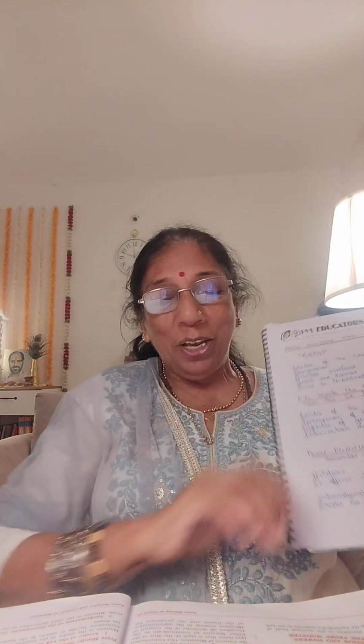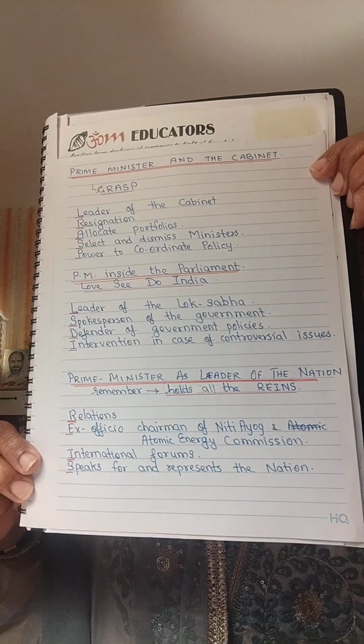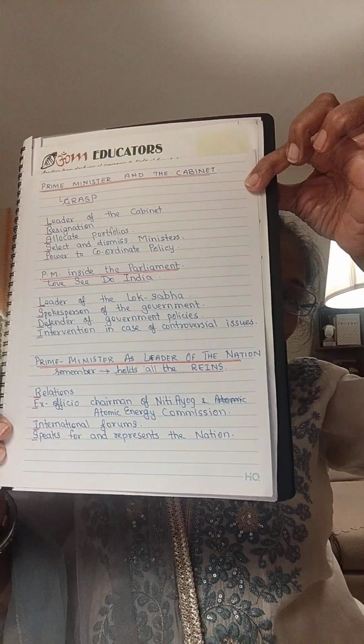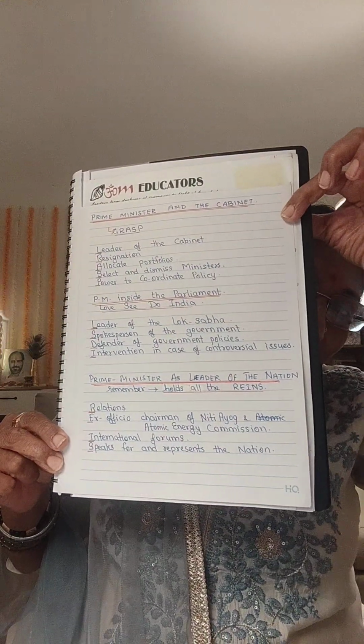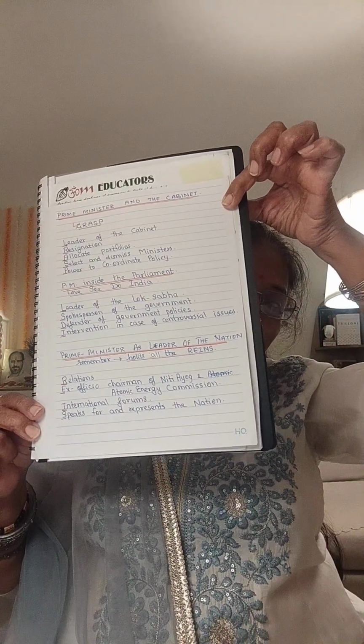So with that, we come to an end of this chapter. And before I end this chapter, how will you remember the prime minister and the cabinet, and inside the parliament, and as a leader of the nation? There are lots of points. So as usual, I have made my own acronyms, which you all may take. I love sharing my acronyms with you so that it can help you all to learn. Are you all able to see it, children? Okay? So let's read it.